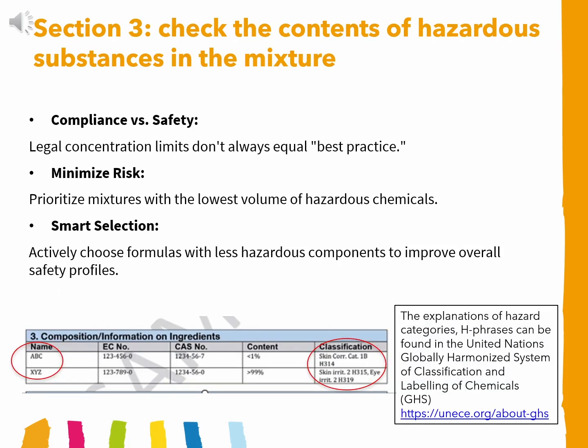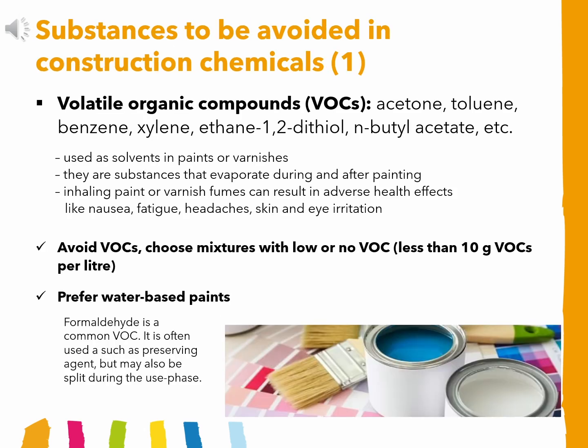Section 3 lists the ingredients and their concentrations. Even if a product is legally compliant, it may still contain hazardous substances. To minimize risk, choose mixtures with the lowest possible amount of hazardous chemicals. Selecting formulations with safer components helps reduce exposure for workers and building occupants. Certain chemicals should be avoided altogether.